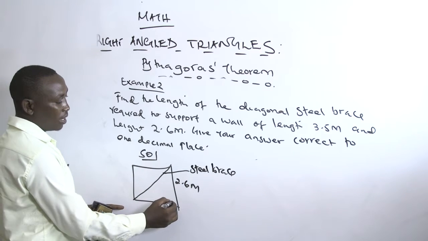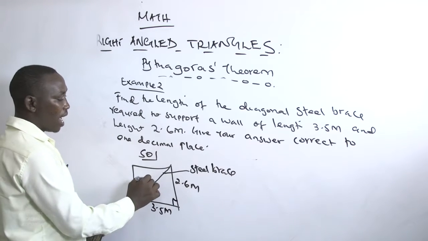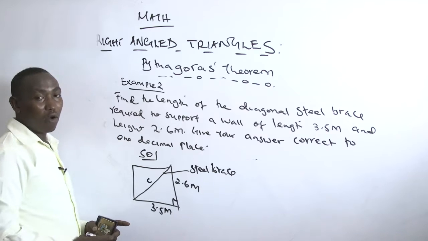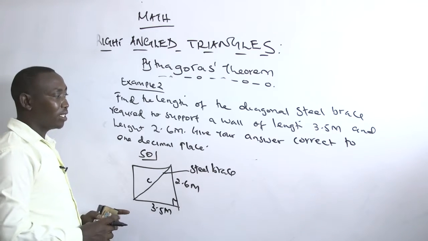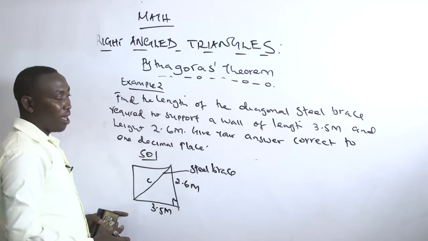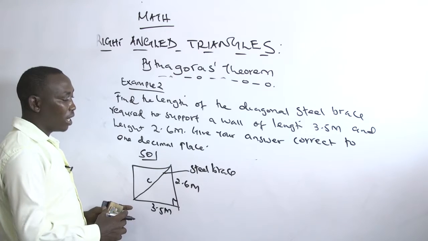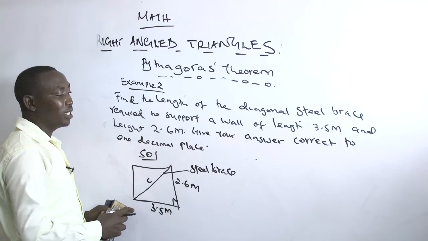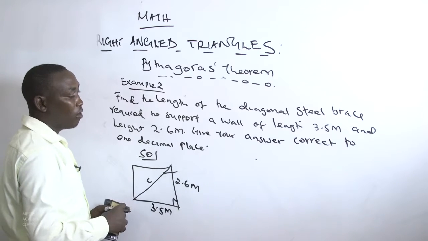Again, you discover that when you do that, this will be a right angle triangle, and this will be the longest side of that particular triangle, or the diagonal will be the longest side of this particular triangle. Therefore, you can use the Pythagoras Theorem to determine the length of this steel brace that will be required to support that particular wall.